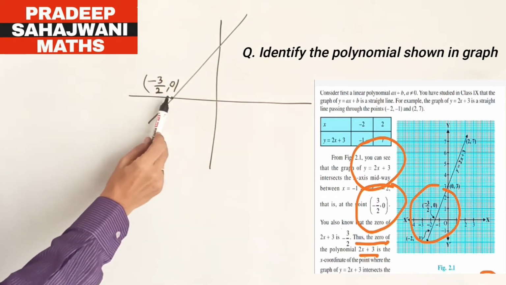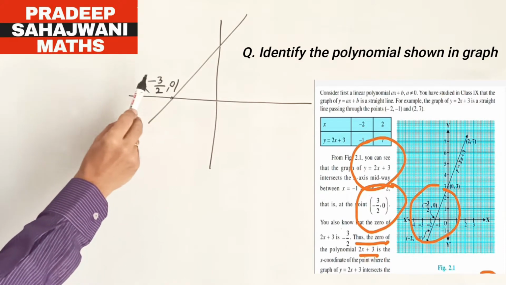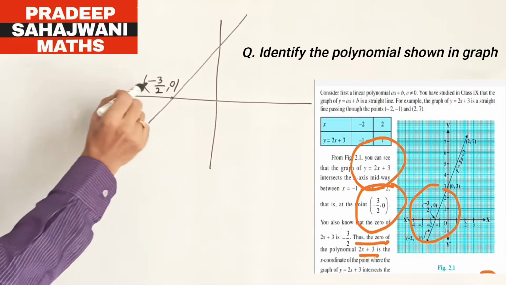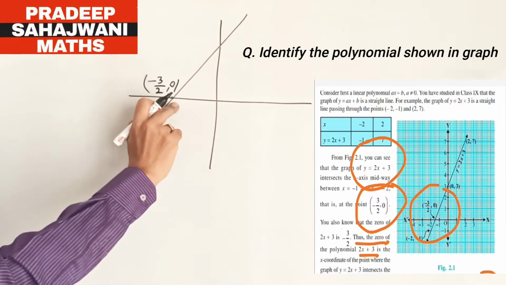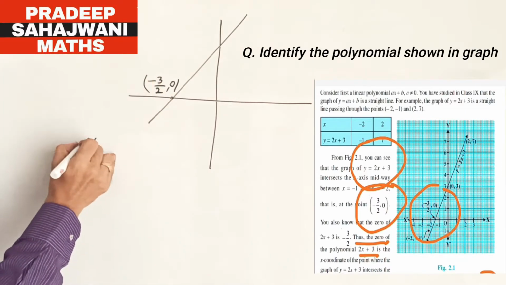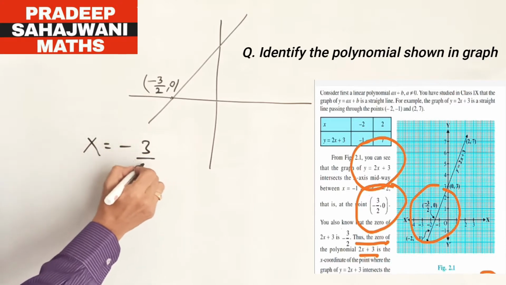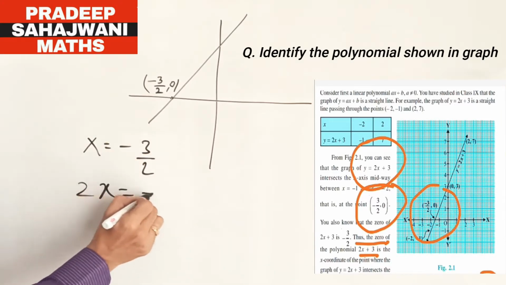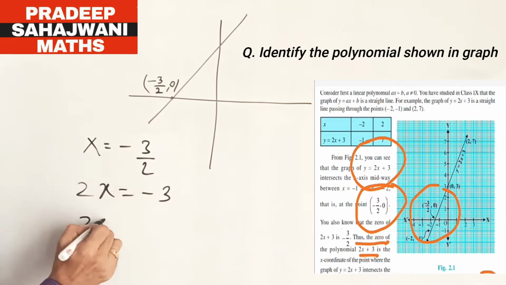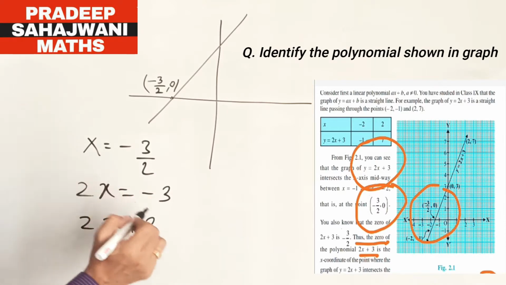Straight line means it is intersecting the x-axis at -3/2, 0, which means this is a linear polynomial. Straight line means linear polynomial, and it is intersecting at one point. So x is -3/2. Okay students, so 2x is equal to -3, so it will be 2x plus 3 is equal to 0.